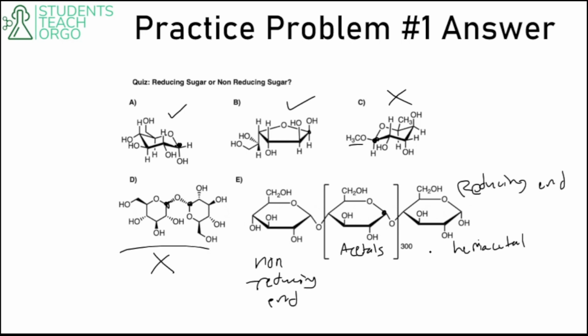So this is important because, for example, in your body, glycogen has both a non-reducing and a reducing end. But in reality, we wouldn't call this a reducing sugar just because there's only one hemiacetal compared to 301 acetals. All right, hopefully that's clear.